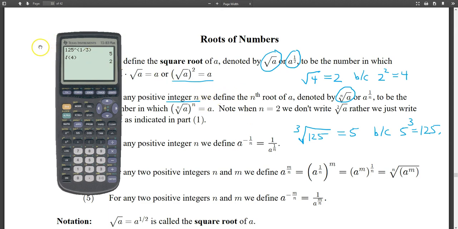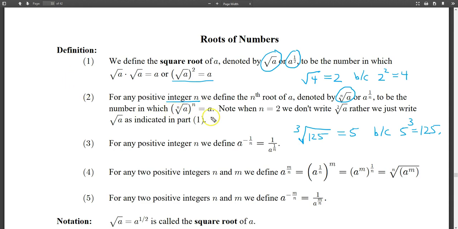All right, so let's continue. For a positive integer n, we define a to the negative 1/n to be 1 over the nth root of a. So a to the negative 1/n is 1 divided by the nth root of a. For any two positive integers n and m, we define a to the m over n power. Now all of this is in the exponent, m divided by n. That is defined to be the nth root of a taken to the mth power.